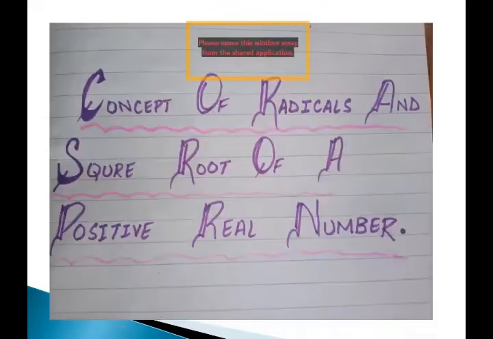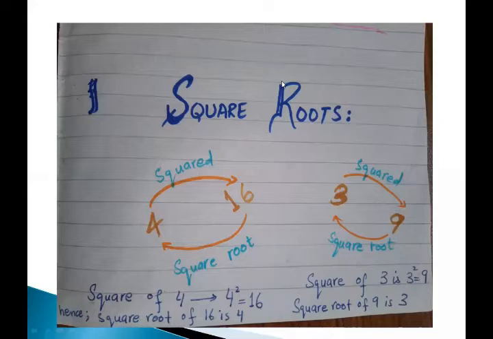So first of all, to know the concept of radicals and square root, we first have to know what square roots exactly are. You have already learned about positive real numbers. I told you in yesterday's class as well that real numbers are the combination of rational and irrational numbers. Now we are going to talk about this term, square root. You are well aware of that as well, but let me tell you again: square root is actually the opposite of the square.